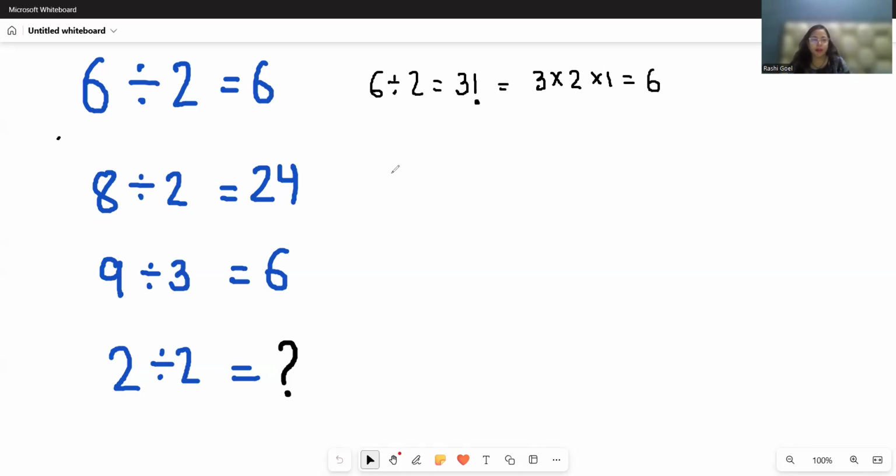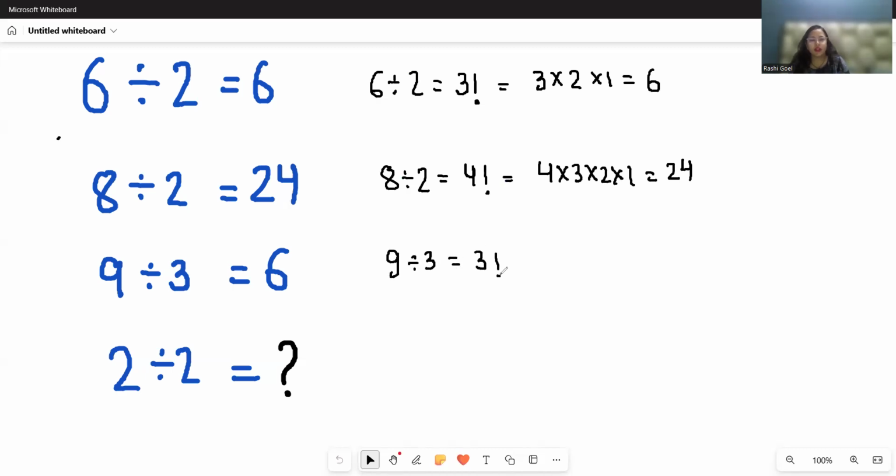Now let's check and apply to the next. 8 divided by 2 is 4. And 4 factorial is 4 times 3 times 2 times 1, which is equals to 24. Now 9 divided by 3 is 3 and 3 factorial is, we already did in the first step, that is 6. So 2 divided by 2 is 1 and 1 factorial is 1.